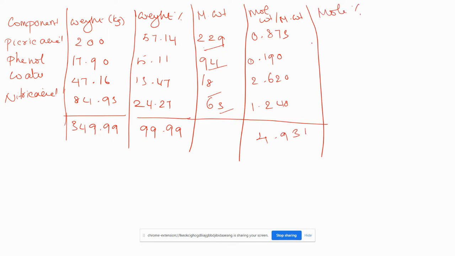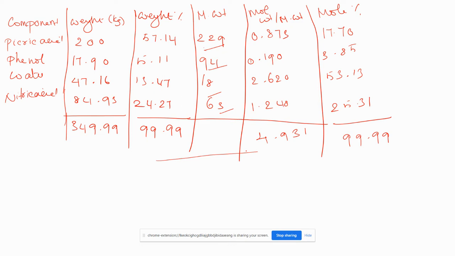And then we have to find the mole percentage. You people know the mole percentage, right? That is moles by total moles. So you will be getting the percentage as 17.70, 3.85, 53.13, and 25.31. The total you will get is 99.99. So this is all about this problem.